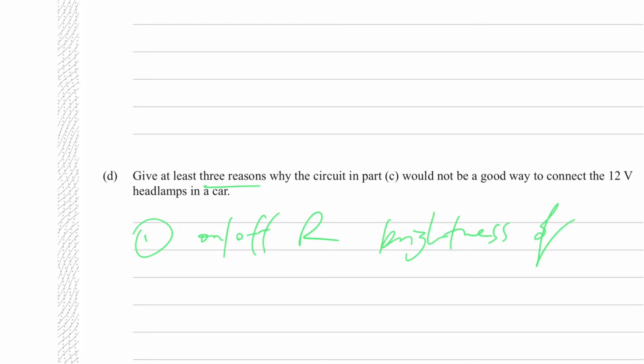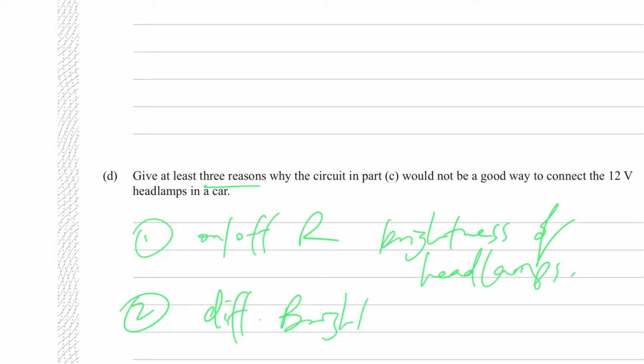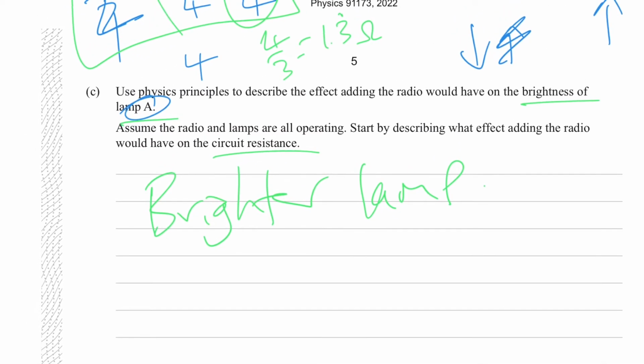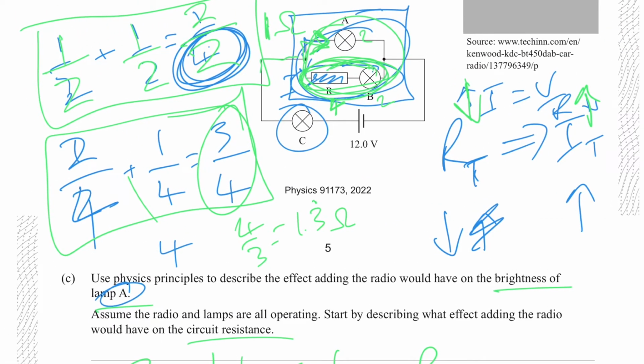Are they headlights or lamps? Yeah, they're headlights. Headlamps. Not only that, you're going to have different brightness between A and B. Okay, so that's definitely going to affect what's going on there. Your radio might not operate properly either. What else is there? Is C? What is C?